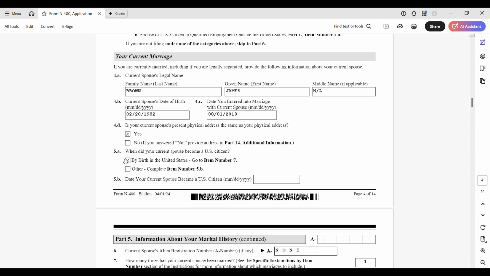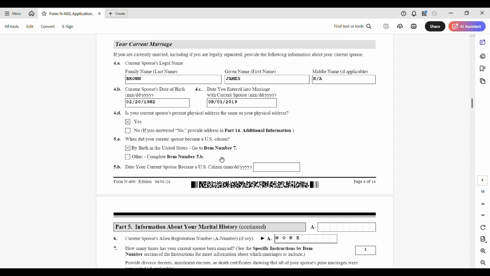Number 5A, when did your current spouse become a U.S. citizen? So right here, we are indicating by birth in the United States. So because we select this response, then we are going to go to item number 7. If you select this response, other, you're required to complete item number 5B. So because we selected by birth in the United States, we are going to go to number 7.